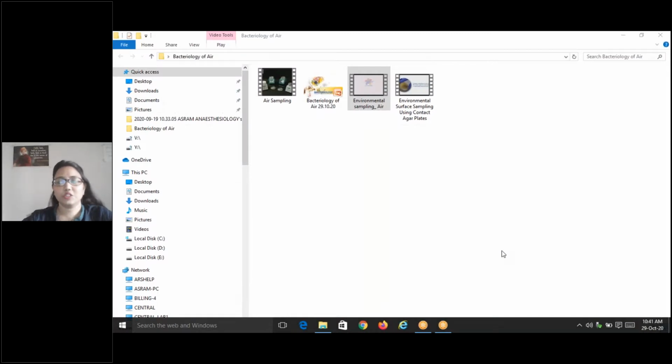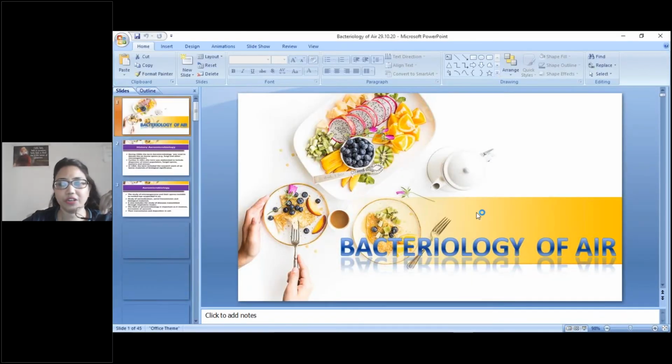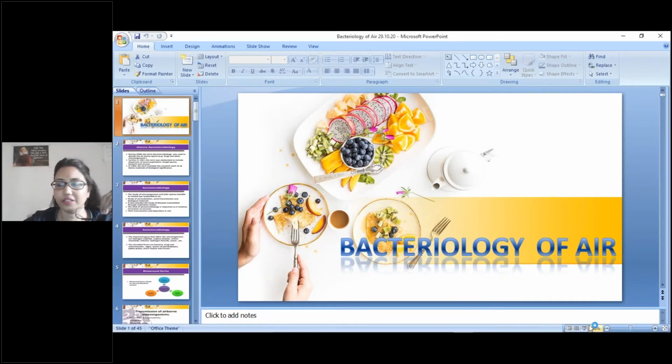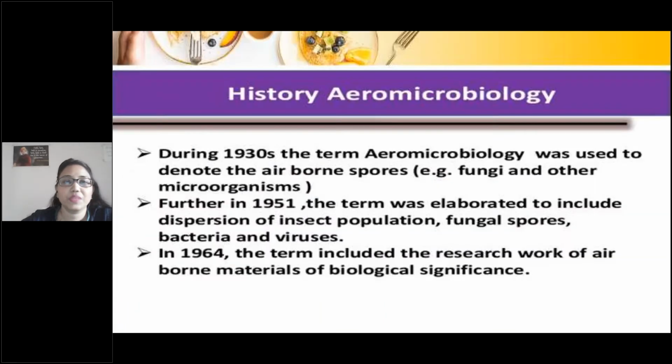Okay, so as you saw, we have to sample the air, we have to put a plate and then collect it. Okay, so we'll discuss the general characteristics of environmental sampling, as well as what organisms can be there. Aero Microbiology was a term which was used to denote airborne spores like fungi or other microorganisms during the 1930s.